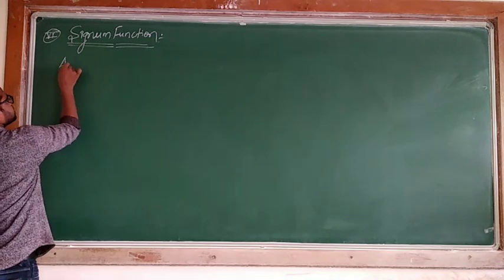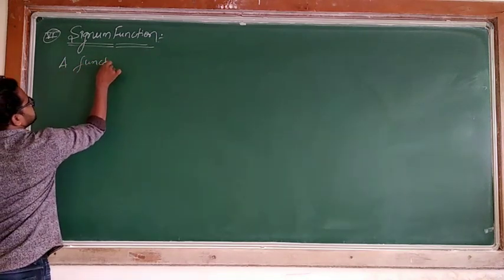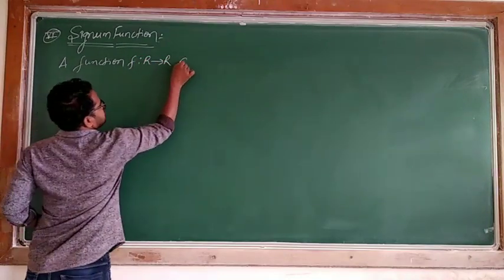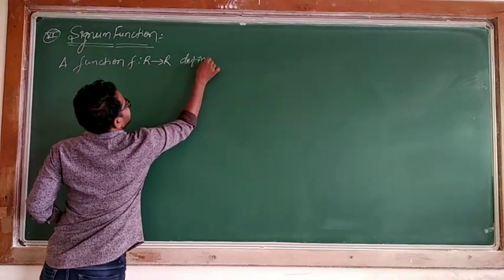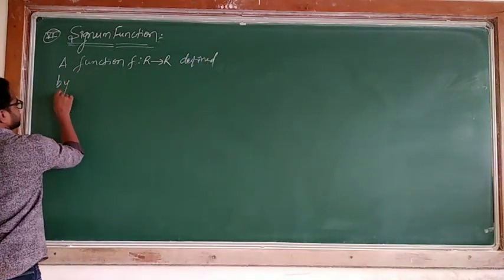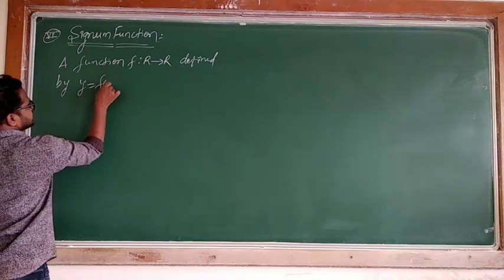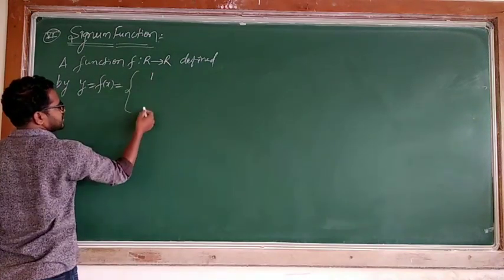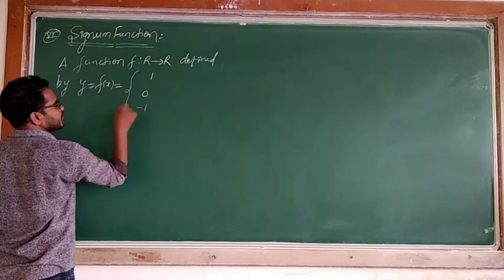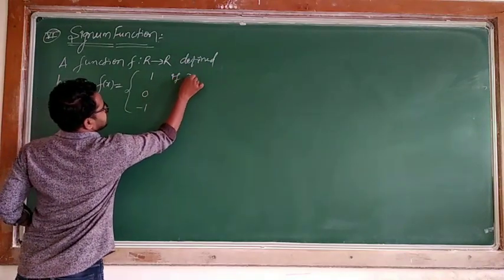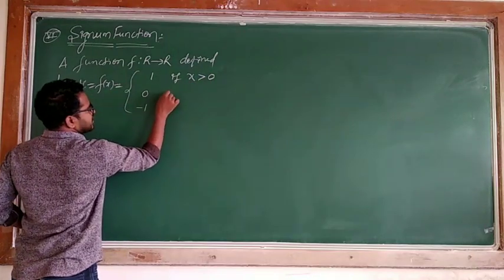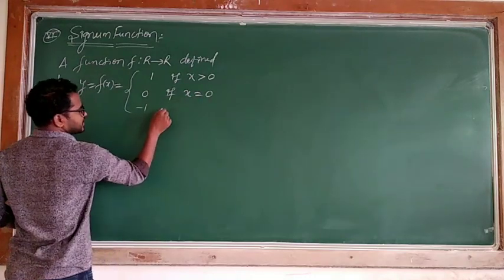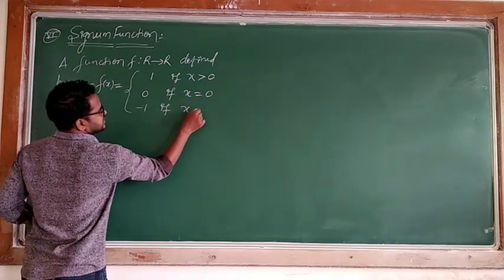A function f from real number to real number defined by y is equal to f of x is equal to, we have three values. One is plus 1, second one is 0, third one minus 1. You will get 1 if x is more than 0, 0 if x is equal to 0, and minus 1 if x is less than 0.